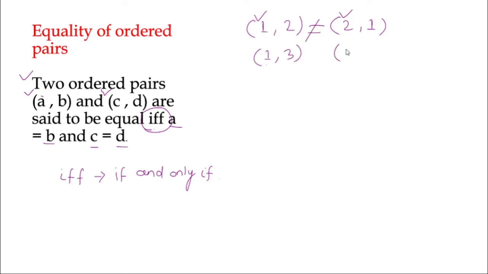1, 3 and 2, 3 also. Here you can also see 3 is the same. The second element in both ordered pairs is the same, but the first element is different. Hence we can say that these two are also not equal. But here 2, 3 and 2, 3: these two ordered pairs are equal because the corresponding elements are equal. 2 equal to 2, 3 equal to 3.